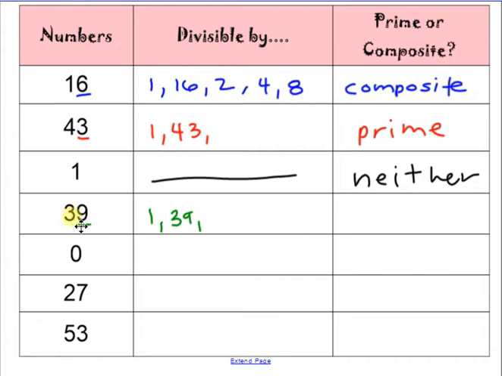3 will work. 3 plus 9 is 12. And so you know that 3 goes into it. Now I want to show you a quick trick.